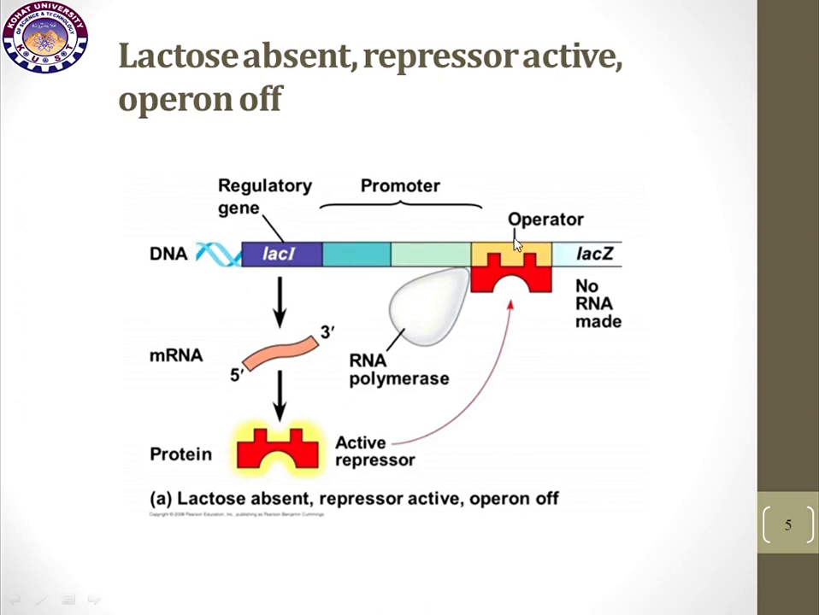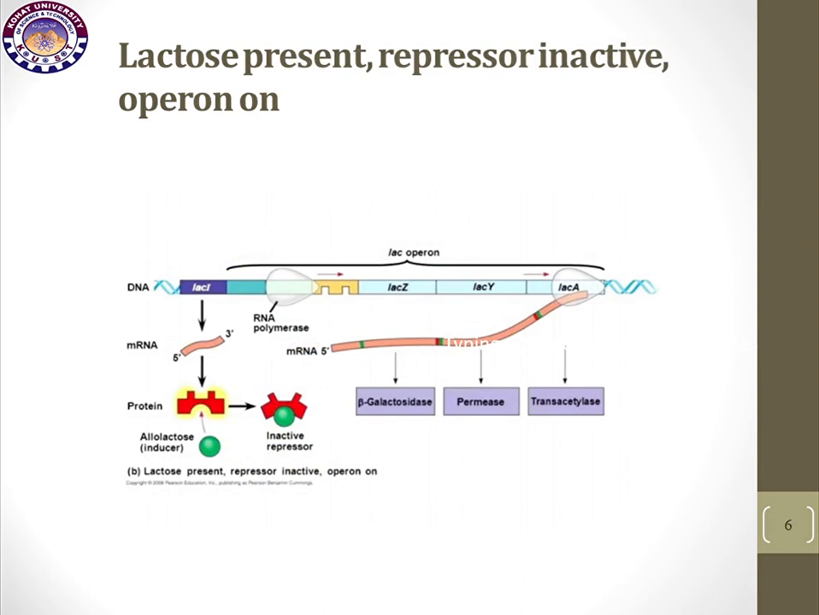This is the entire stretch of DNA, and this region is known as the regulatory gene. This is the promoter region. This is RNA polymerase binding to the promoter region. The mRNA is read 5 to 3, and this is the protein, the active repressor. If lactose is absent, the active repressor binds to the operator region, the operon is off, and no RNA can be made. If lactose is present, the repressor is inactive and the operon is on.